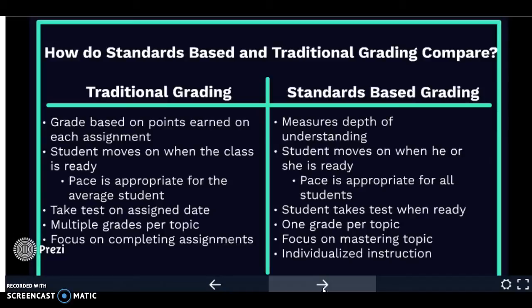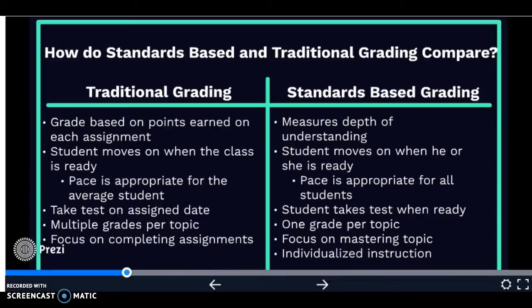to test. Traditionally, students get multiple grades per topic, but in standards-based grading, only one grade is given per topic, and it corresponds with a rubric that will be outlined on the next page. This single grade reflects students' overall understanding of the topic in its entirety. We also see a shift from focusing on assignment completion to mastering a topic.